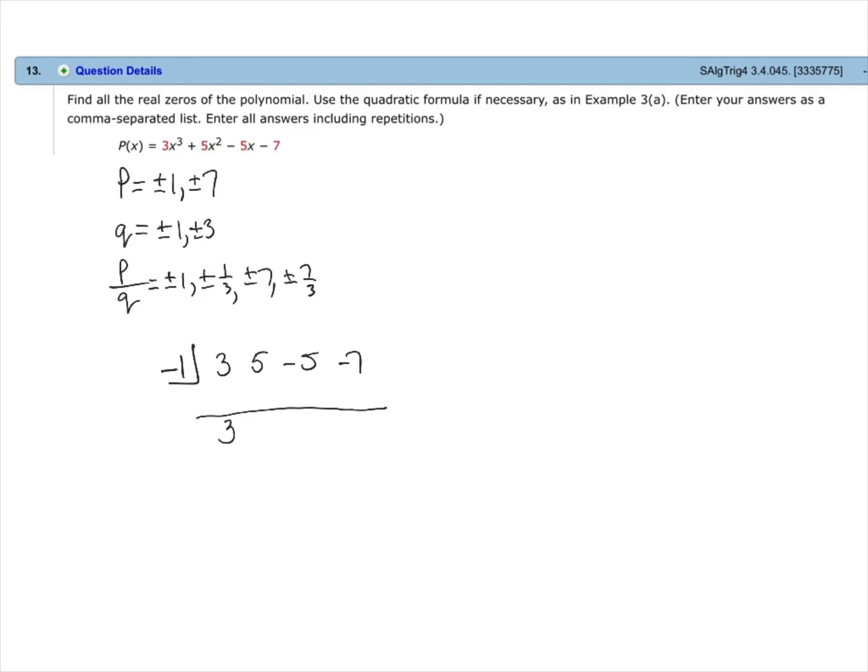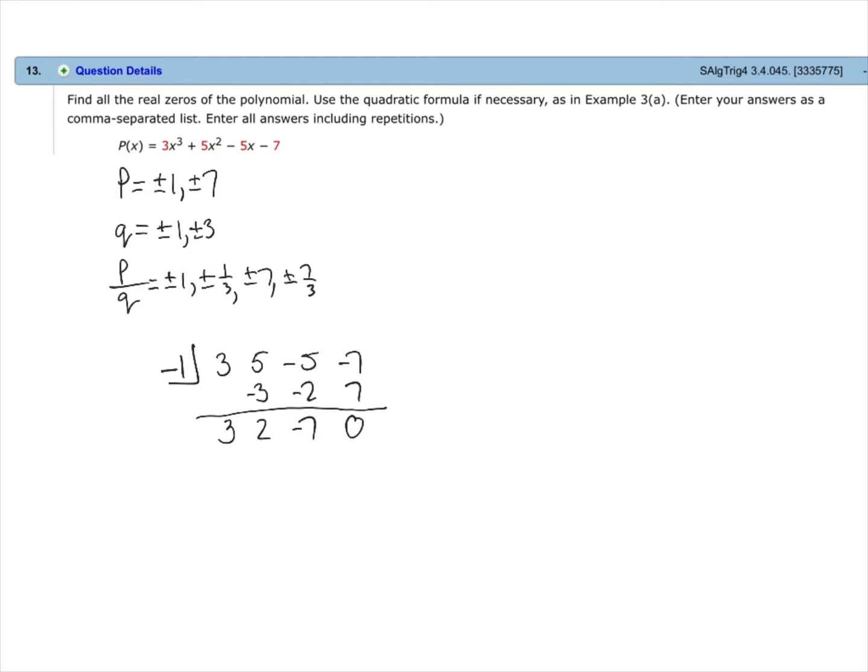Multiply negative 1 by 3 and write it below the next number. That's minus 3. Now we add the numbers in that column. The result is 2. Now we multiply minus 1 by 2 and write that in the next position on the second line. Now we add these together and we wind up with minus 7. Multiply again. Minus 1 times minus 7 is positive 7. And when we add, we get 0.